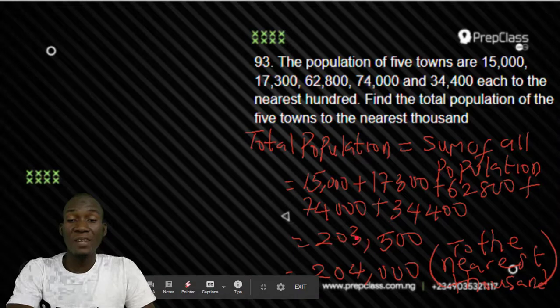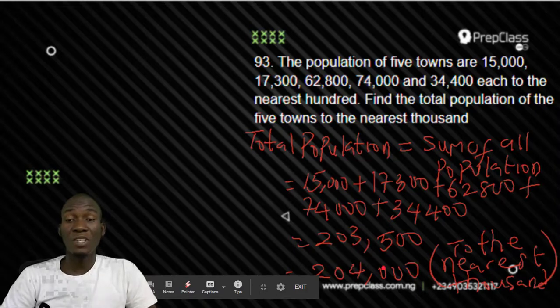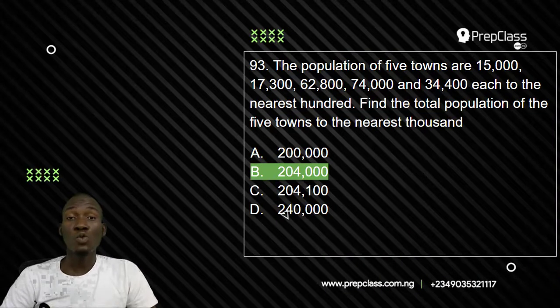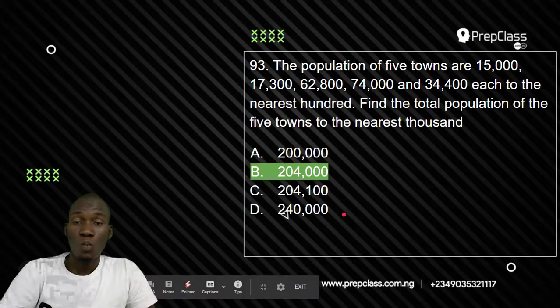So to the nearest 1,000, we have 203,500. So the 1,000 is the 203. Now, before we pick 203,000 as our answer, we are going to check the digit after this 3. And the digit after 3 here is 5. So we round up 5. And when we round up 5, we are going to get 1. 1 plus 3 will give us 4. So that means our answer is 204,000 to the nearest 1,000. And the correct option is option B, 204,000.